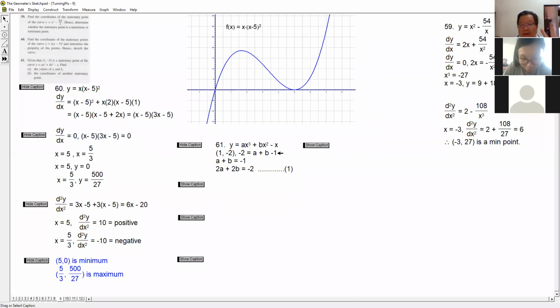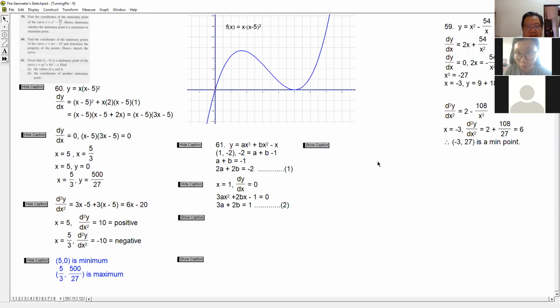To solve this problem, you have to form two equations. Now, where does the second equation come from? First equation, you substitute the point into the function. Second equation, you substitute it into dy dx, because this is a turning point. So you have to find dy dx. After finding dy dx, you substitute the point into dy dx, make dy dx equal to 0, and you come up with the second equation. So by using equation 1 and equation 2, you can solve and find the values of a and b.